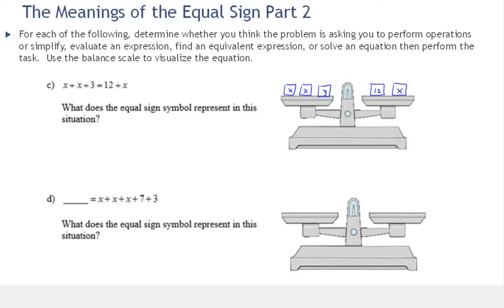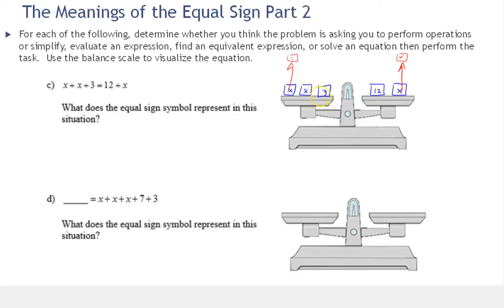Okay. So let's use that idea that we used before. Since there's an x on both sides, if I remove an x from both sides, so let's just float those up to the sky, I think you'll agree that this is still balanced. I remove the same amount from both sides. So now we have x combined with 3 is equal to 12.